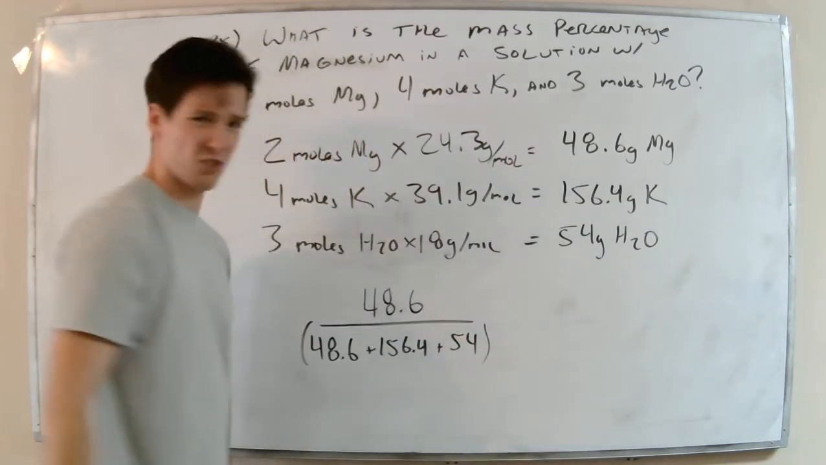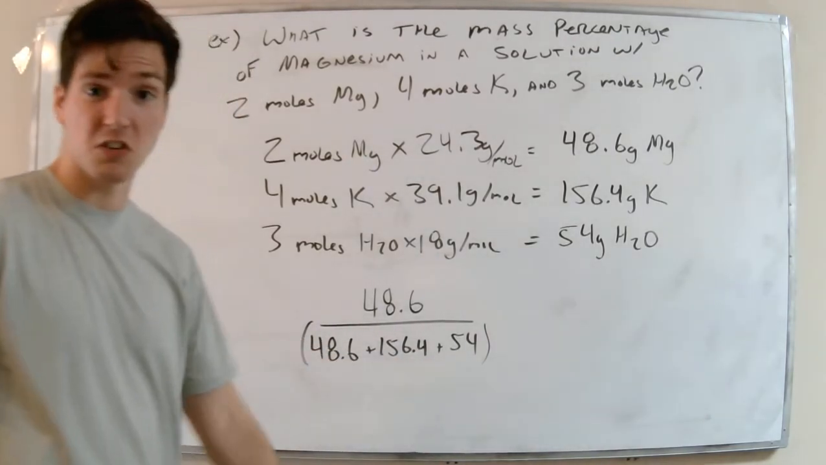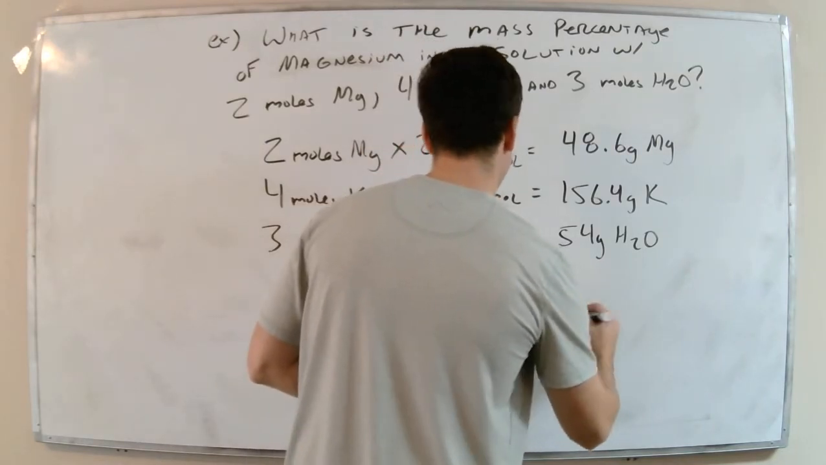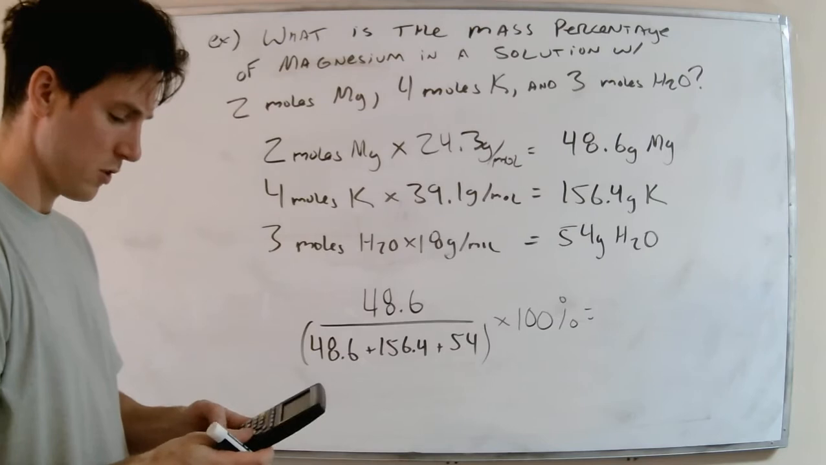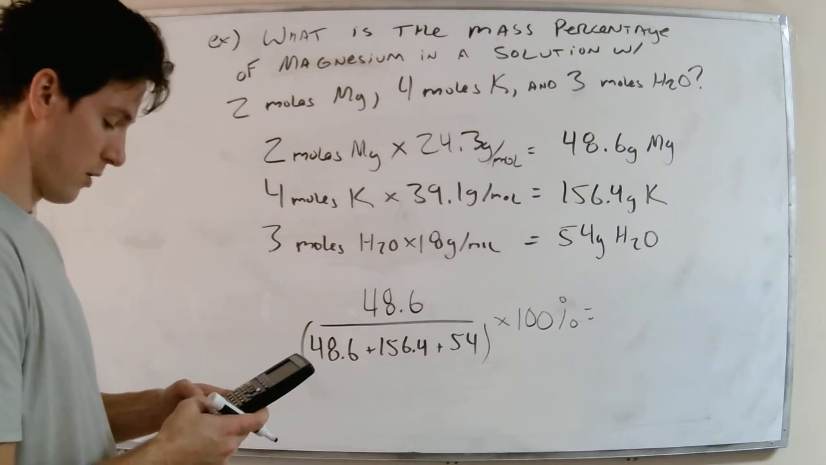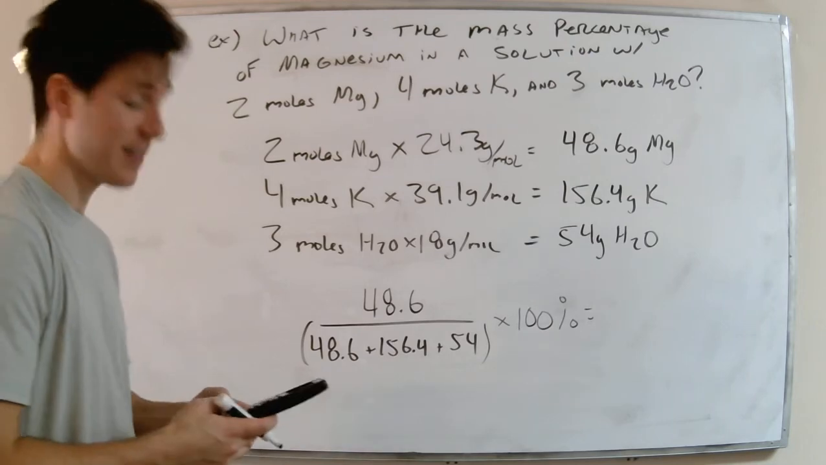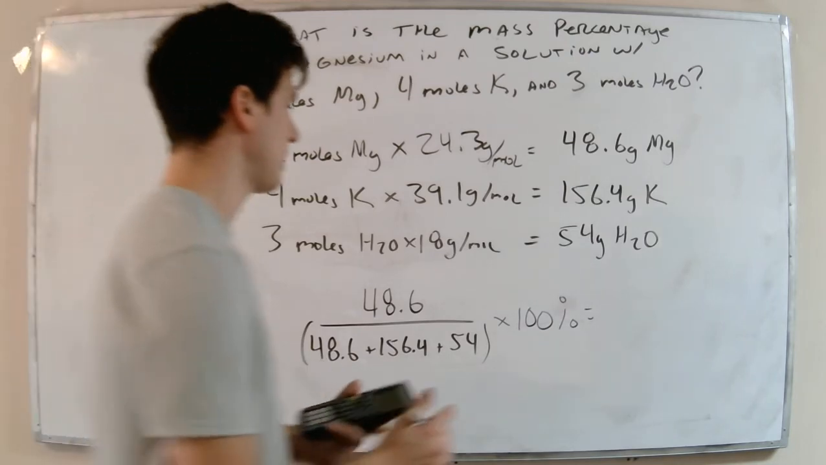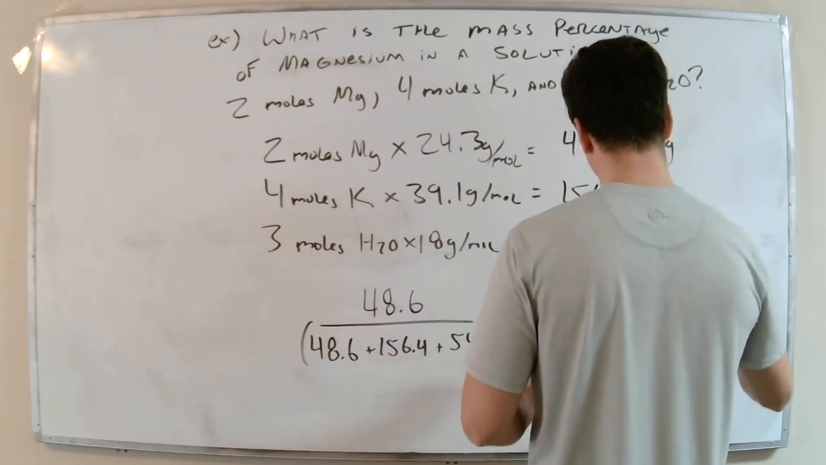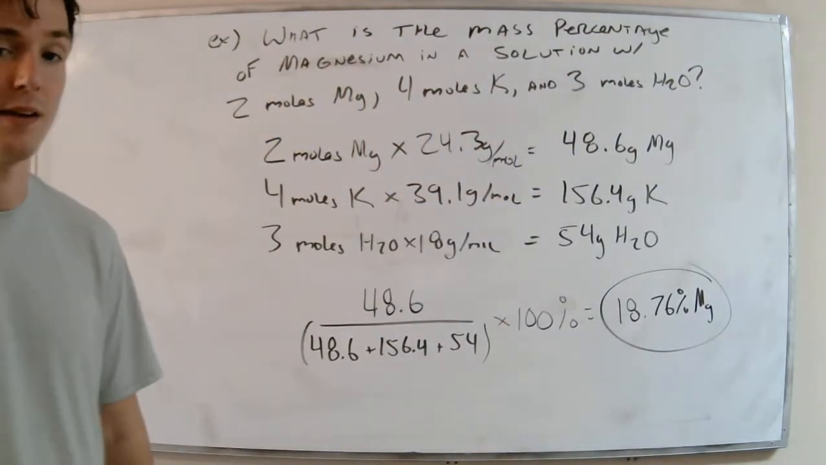Okay, this is probably a super saturated solution, because I just can't imagine dissolving all that solid in just 54 grams of water. And then, of course, since it's a percentage, you can't forget to times it by 100. So let's take 48.6 divided by 48.6 plus 156.4 plus 54 in parentheses. That gives me a decimal of 0.187. But if I times that by 100, it gives me a percentage of 18.76%. So it is 18.76% magnesium by mass.